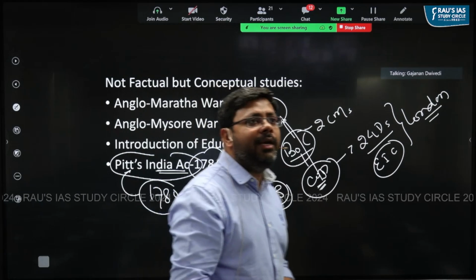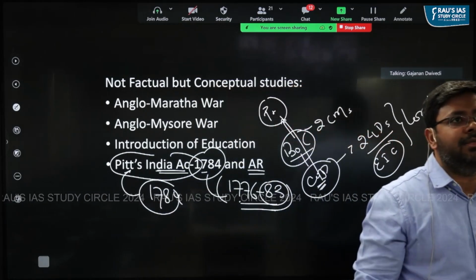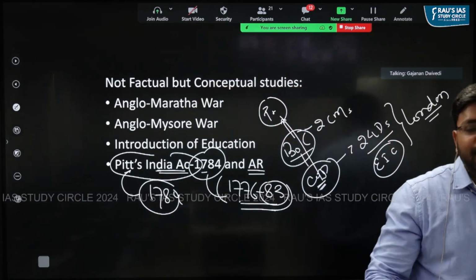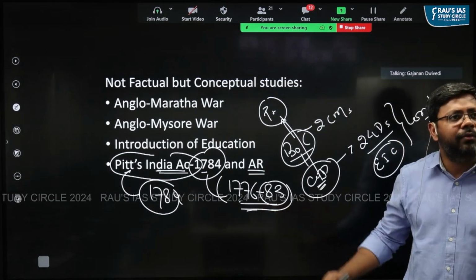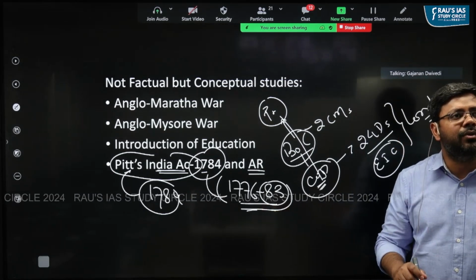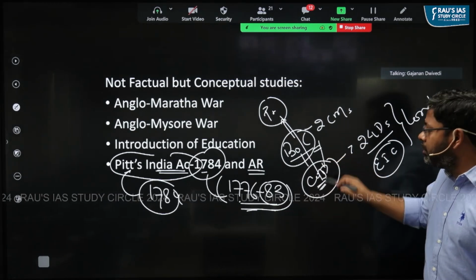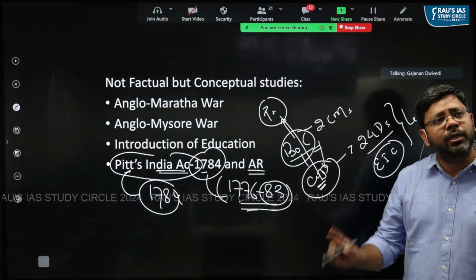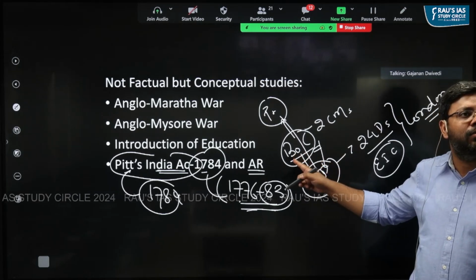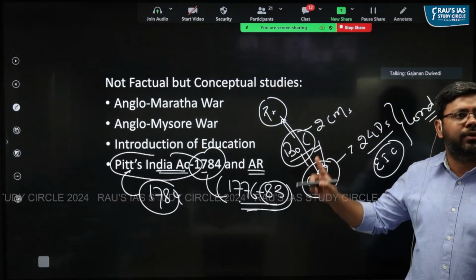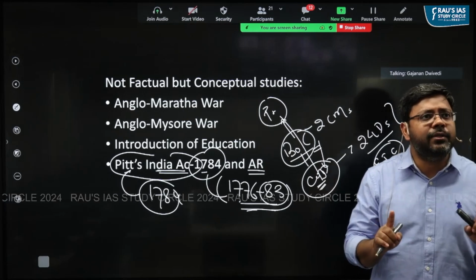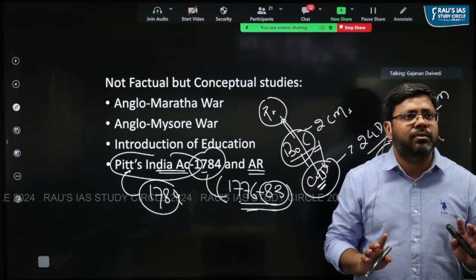In GS, what will you write? Pitt's India Act, the provisions. In optional, what will you write? The angle of the American War of Independence. That would make it more conceptual. In GS, what would they write? That there was a Board of Control to control the company. In optional, what will you write? Why the Board of Control was created, to create more control over the company. Do you understand the difference between GS and optional now?